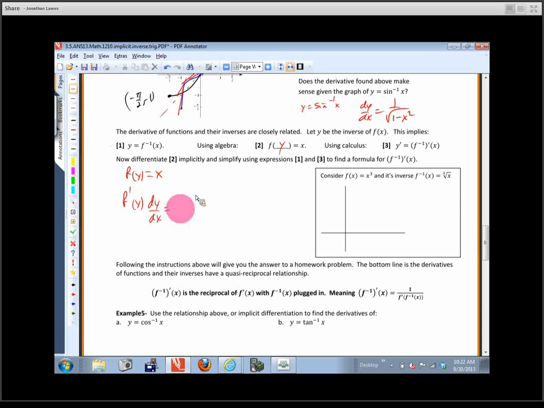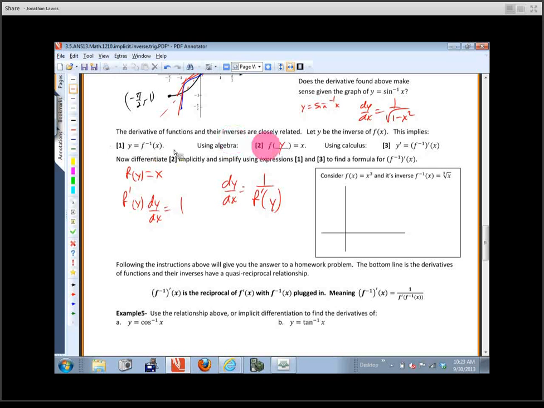And over here, need to find the derivative, so that would be 1. Now, let's see. If I take this and solve for dy/dx, this is what I get: dy/dx equals 1 over f prime of y. So we've differentiated implicitly, and I've got this expression right here.